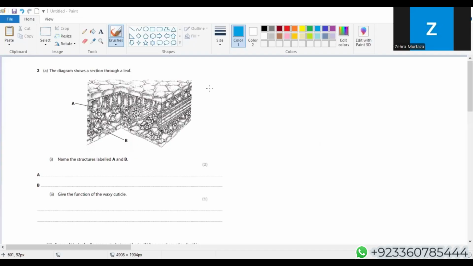The first question is a diagram that shows a section through a leaf. You can see in the picture we have two labels, A and B, and they ask us to name the structures labeled A and B. First you need to recognize what A is and what B is. It's really very easy. If you remember, I'm going to share another page with you.